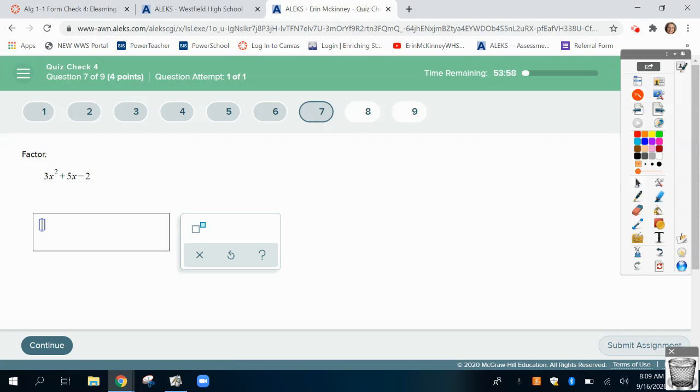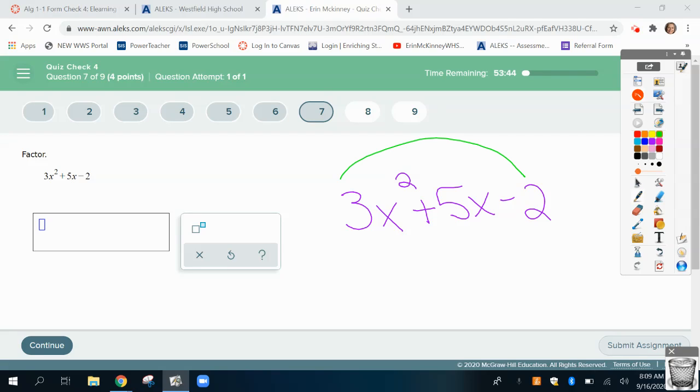Number 7 is just asking us to factor. So first thing we're checking is if there is a GCF, which there is not. They do not all have the X. Nothing will go into 3, 5, and 2. So then that means 3 terms is a trinomial. So 3 times negative 2 is negative 6. And we're going to start listing. 1 and 6, 2 and 3.